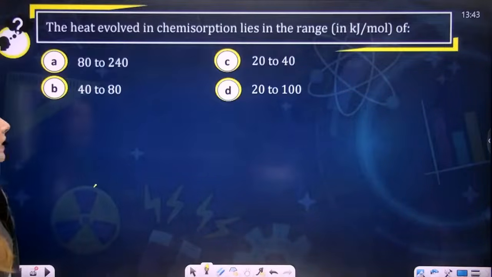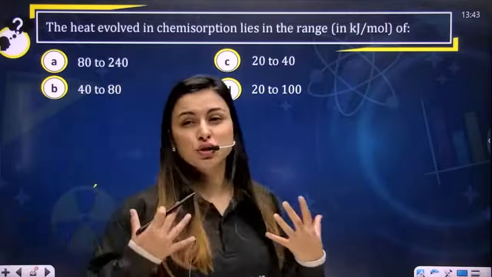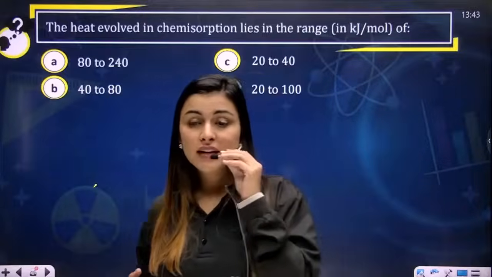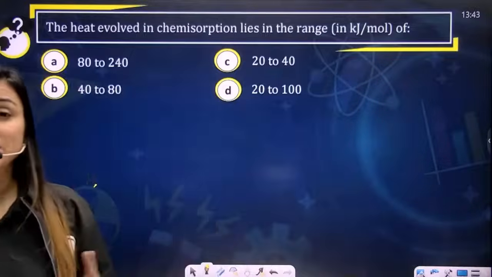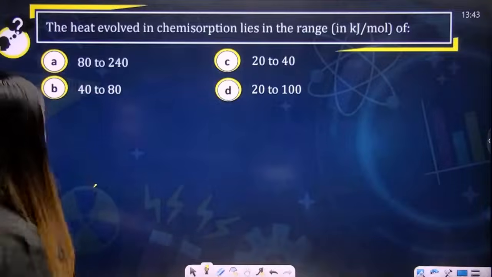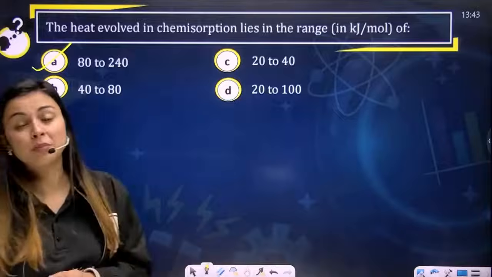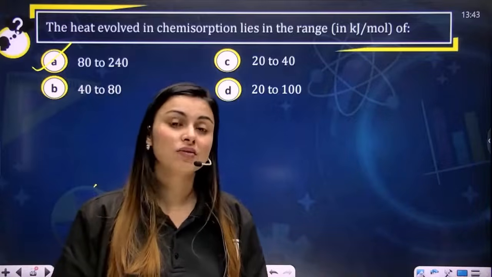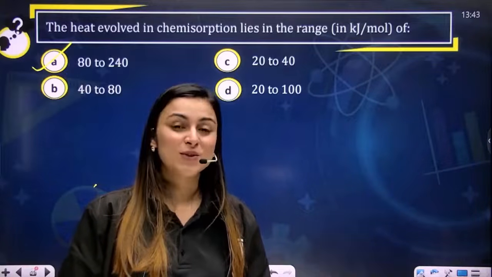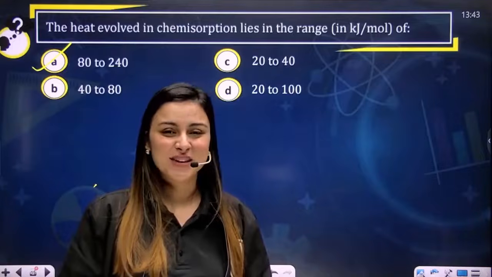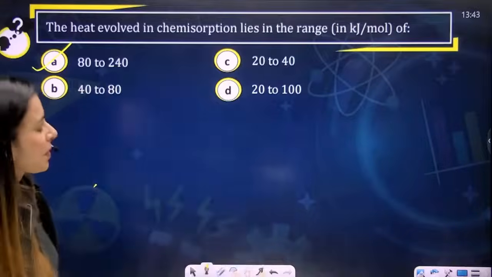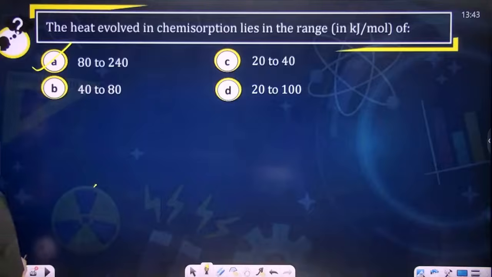The heat evolved in chemisorption. Since in chemisorption strong chemical bonds are formed, so the heat evolved will be a large value from 80 to 240 kilojoule per mole. So option A will be your correct answer. Everything was in our previous notes, so you had to revise all the notes. Only then you could have answered all these questions. Yes, perfect. Now let's start our today's session.